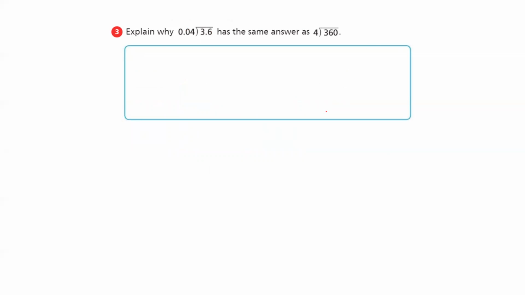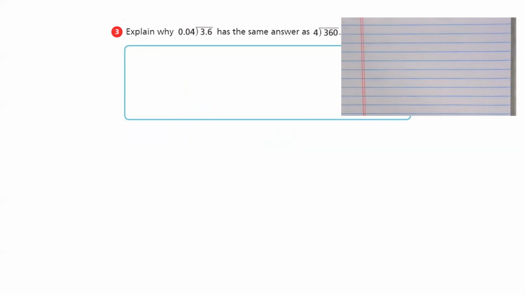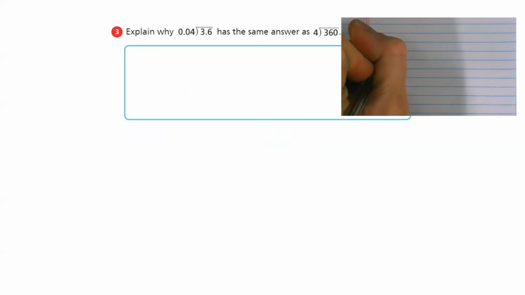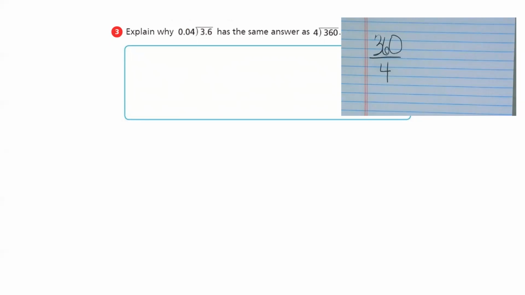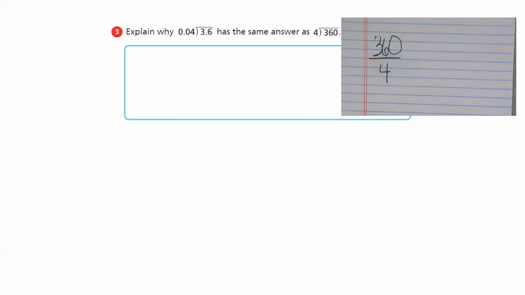Number 3, it says explain why 3 and 6/10 divided by 400 is the same thing as 360 divided by 4. Let me just show you guys here because I don't know if I've ever really done a good enough job of explaining it. Isn't 360 divided by 4 the same as an improper fraction like that? Hopefully you're saying, yes, it totally is, because in order to find that answer, you would pull out as many 4s as you can, just like you do with 360 divided by 4.